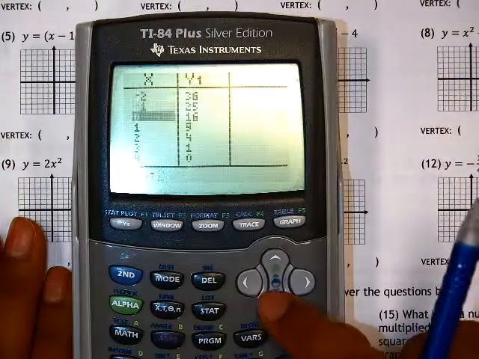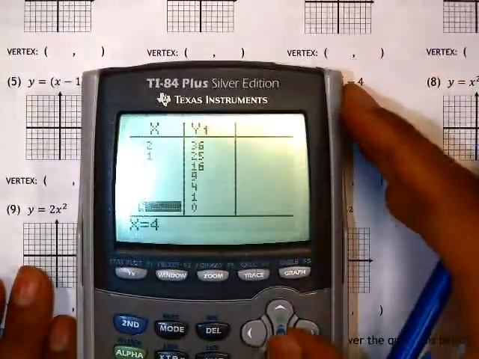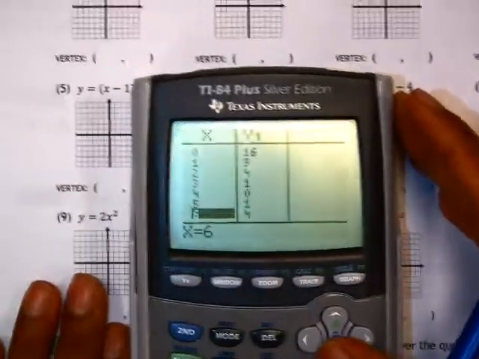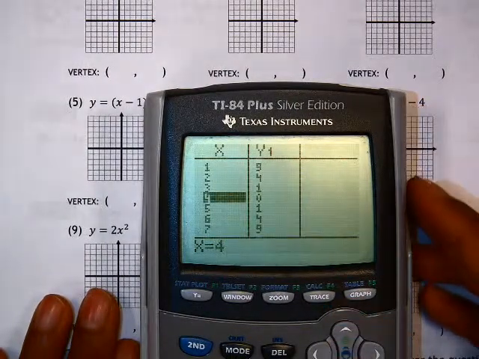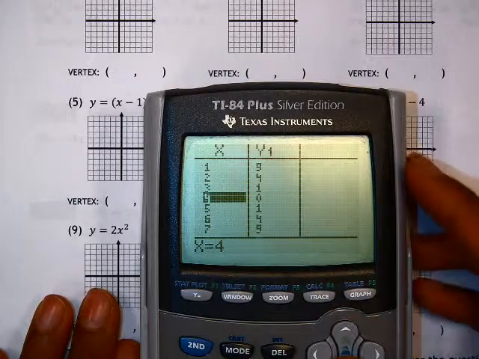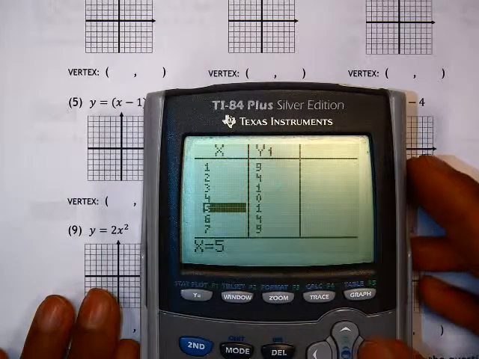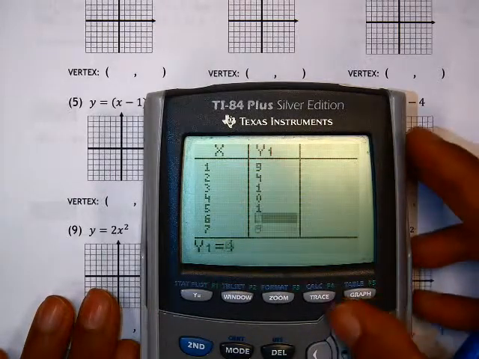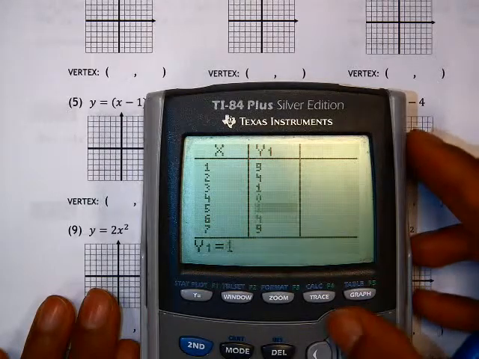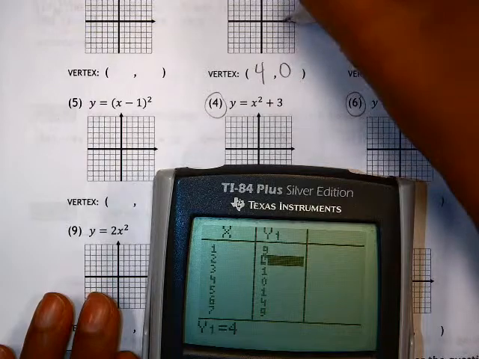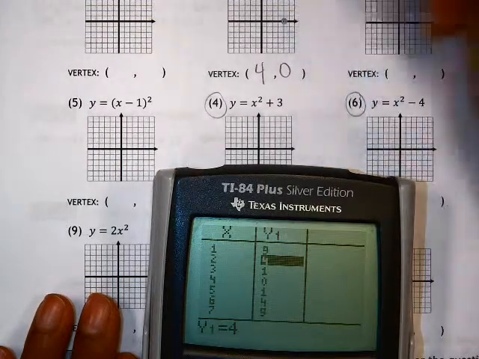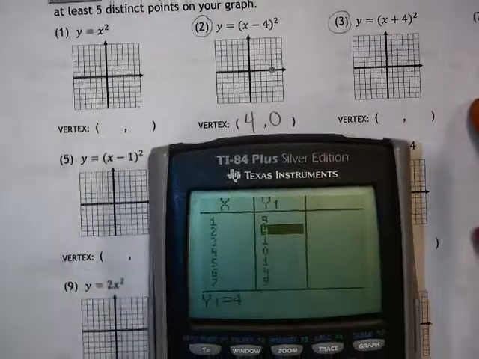So let's find the vertex of the graph. Okay, we know here that the vertex is at 4, 0, because the graph's y values get larger after the vertex and before the vertex. So I'm going to say my vertex is at 4, 0 and plot it. And then I'm going to plot 4 more points.